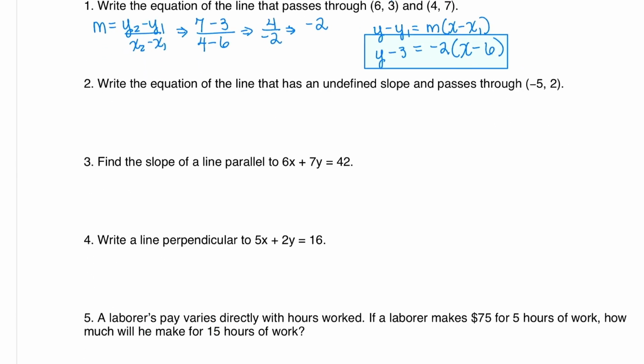Okay, write the equation of the line that has an undefined slope and passes through (-5, 2). So undefined slope is a key word here. Whenever you have an undefined slope, it's going to be x equal to some number. Now, since we have a point that goes through (-5, 2), our x value is negative 5. So our answer for this line is x equals negative 5.